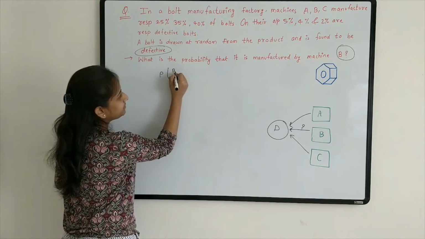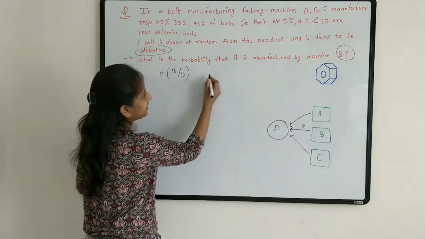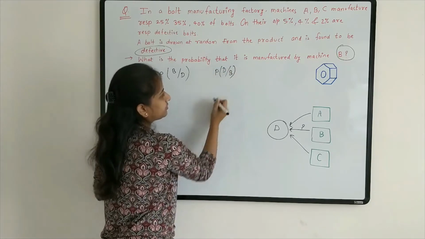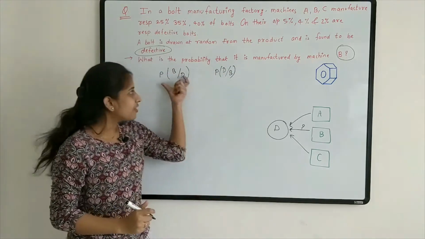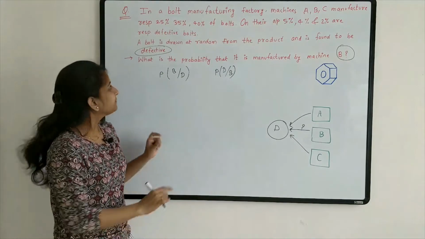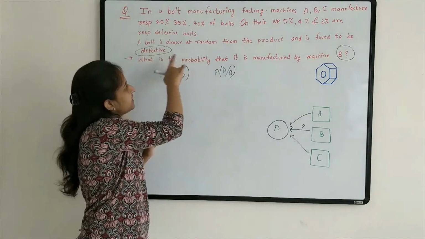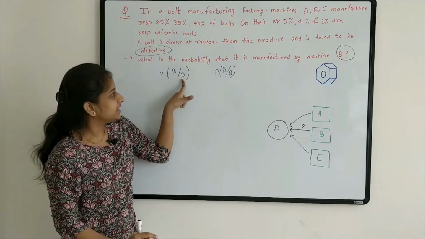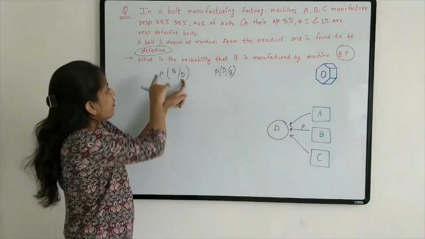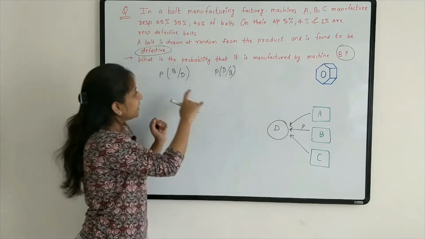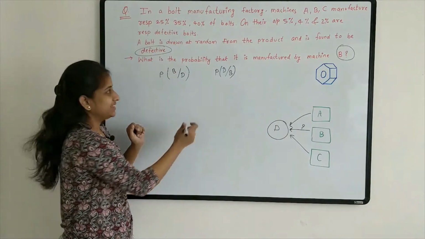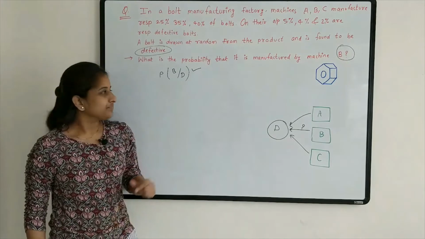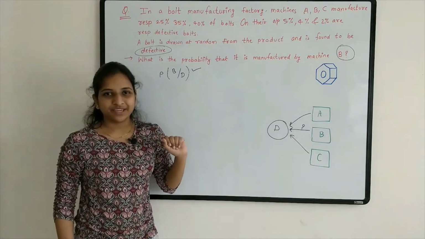Now let's see what we have to find. We have to find B given defective, or probability of defective given it's from machine B? What do we have to find here? Let's see. A bolt is drawn and it is defective. It is already known. Defective, it is already known. What is the probability that it is manufactured by machine B? It means we have to find this, not this. Okay. Now let's apply Bayes theorem here.